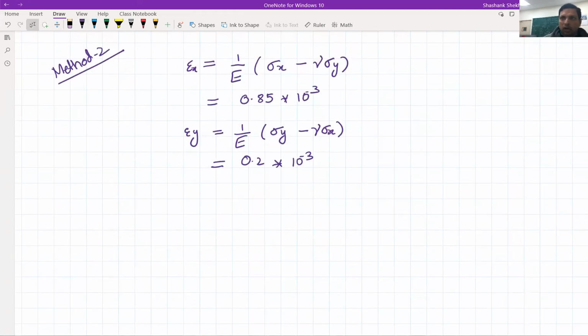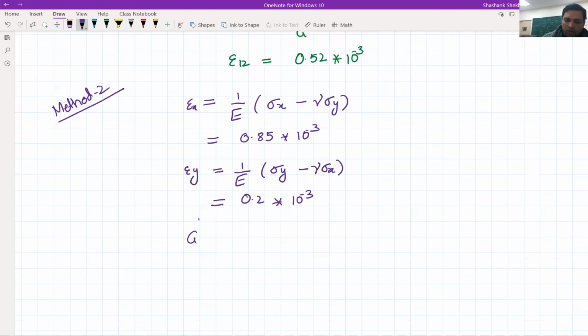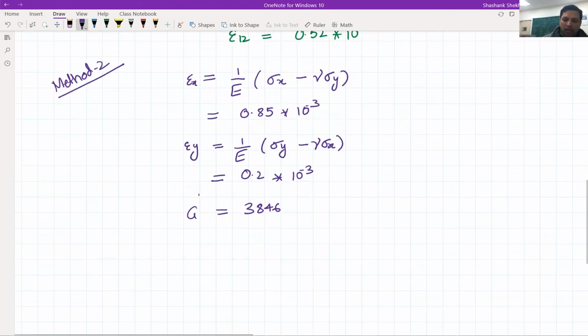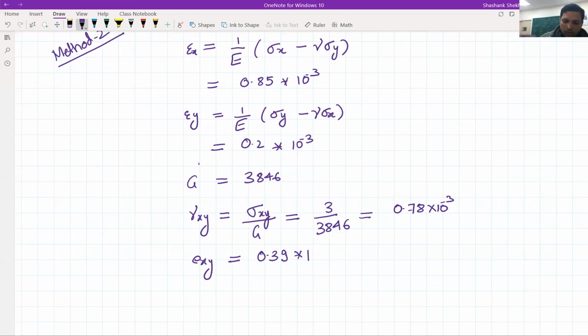Now we need to find the shear strain. For that we will still need G, so we'll still use the same equation. Therefore, G is still equal to 3846, using the same equation as above. Everything is given, E and nu are given, so we can directly calculate G. And to find gamma xy, we can directly use sigma xy by G, and sigma xy is given over here, which is 3 megapascals. So 3 by 3846 is equal to 0.78 into 10 to the power minus 3. And therefore, epsilon xy is equal to 0.39 into 10 to the power minus 3.